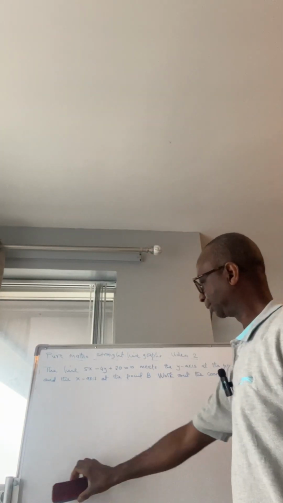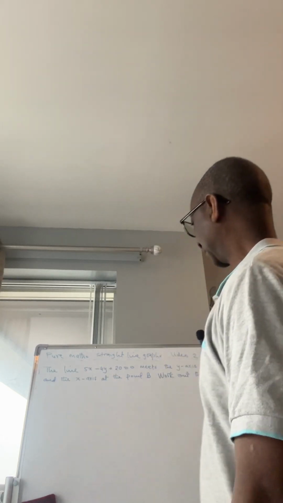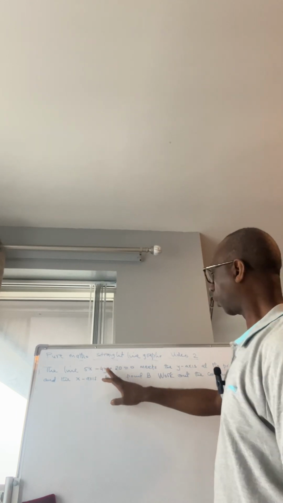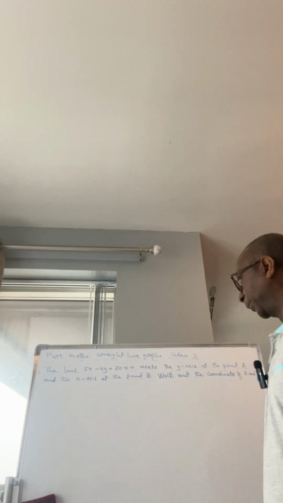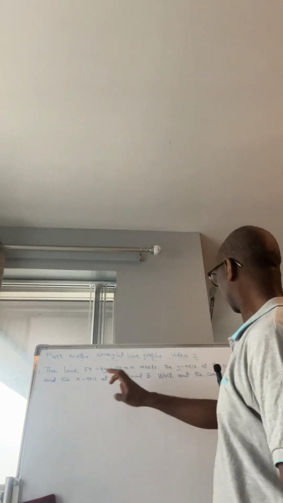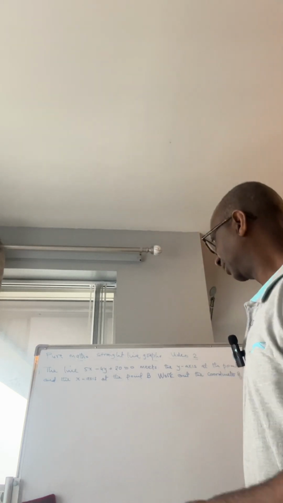In this video, we'll continue to look at straight line graphs. This is our video number 2, and we're going to solve this problem on the board. The problem says that the line 5x minus 4y plus 20 equals 0 meets the y-axis at the point A and the x-axis at the point B. Work out the coordinates of A and B.